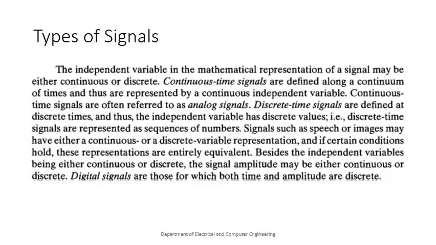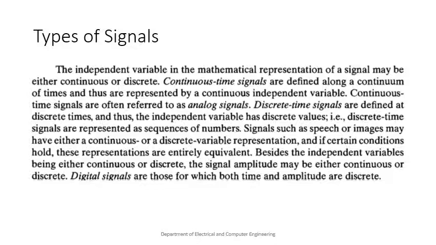A continuous signal can also be referred to as analog. Analog and continuous are the same thing. So the number one type of signal is continuous or analog. Then we have discrete signals, and finally we have digital signals. So there are basically three types of signals: continuous, discrete, and digital. How do we differentiate them? We differentiate them with the help of the independent variable.